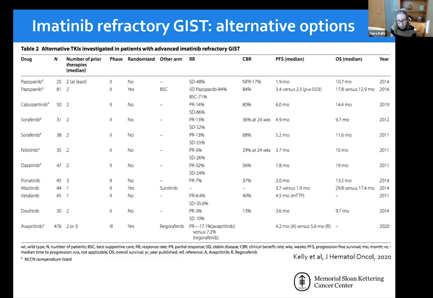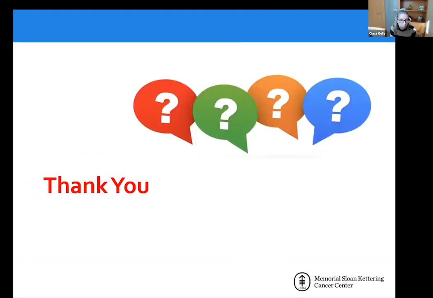Beyond clinical trials, once we've moved beyond all the standard approved drugs, there have been a lot of other medicines that have been looked at in GIST. I included this slide as a reference point. Some of these may be available for patients, as they are not FDA approved but they are NCCN compendium listed. They can be potentially considered following progression on the standard options, or if there's no clinical trial option available. So I'll wrap it up there, and I'm happy to answer any questions, be that now or later.